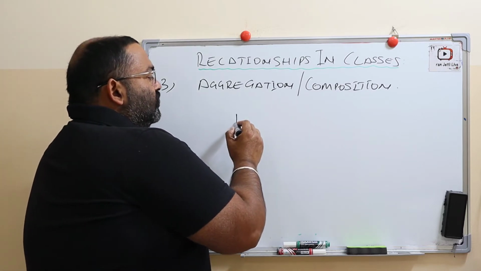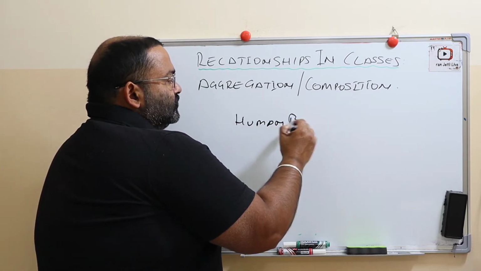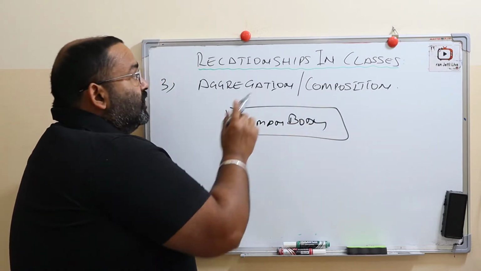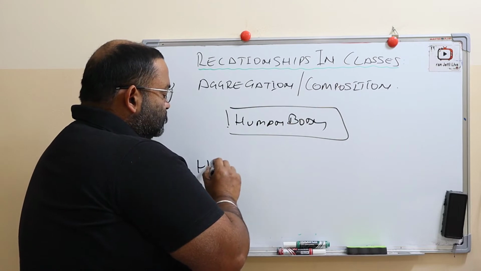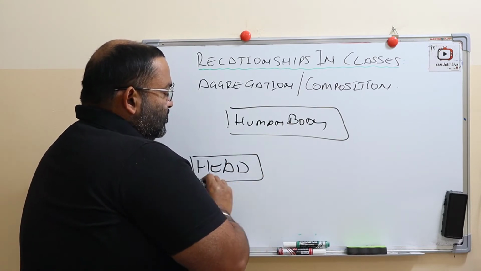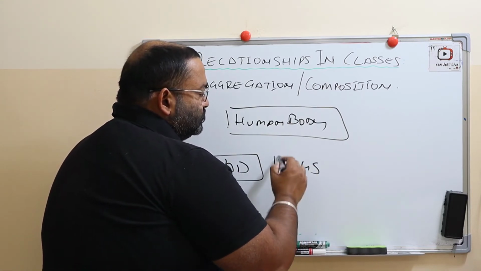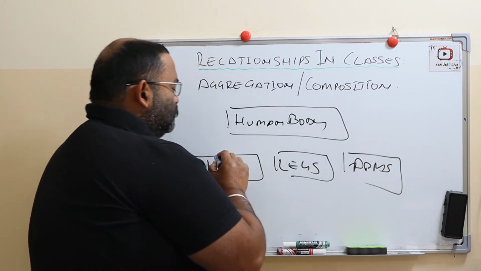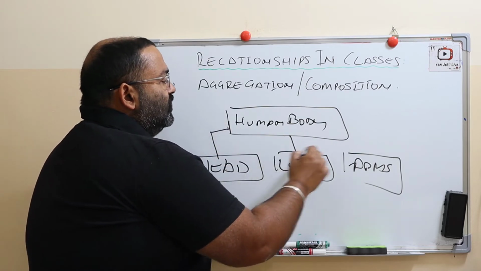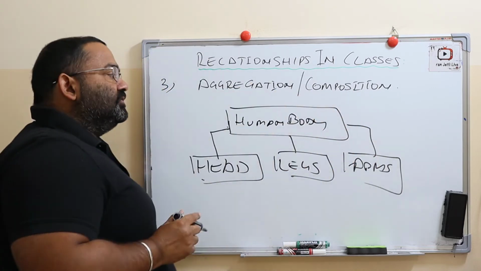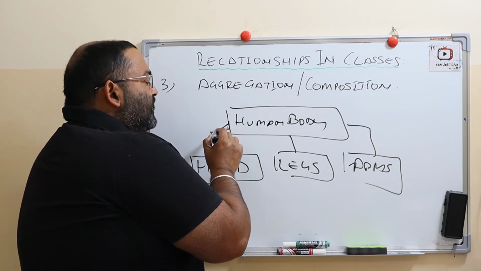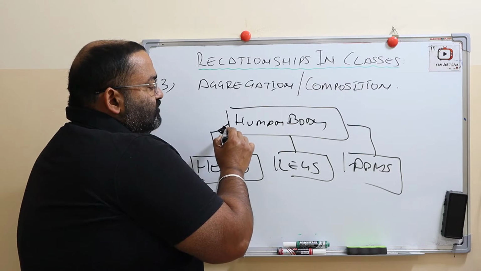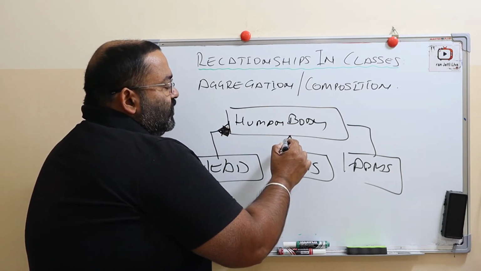For example, a human body is a composition of what? Head, legs, arms, you can keep adding, isn't it? So all together they make a human body. And guys, composition is denoted by a black diamond. So if you see any diagram which has a black diamond, it will give you an idea.